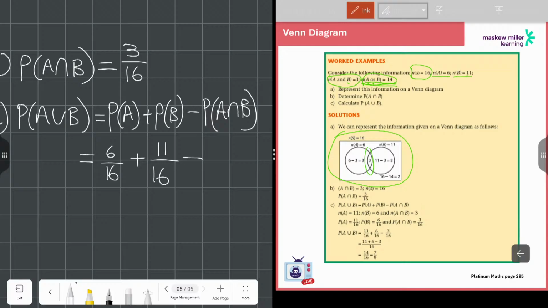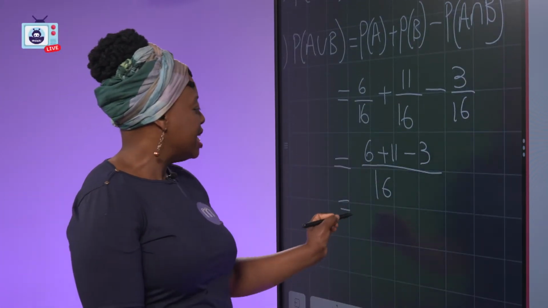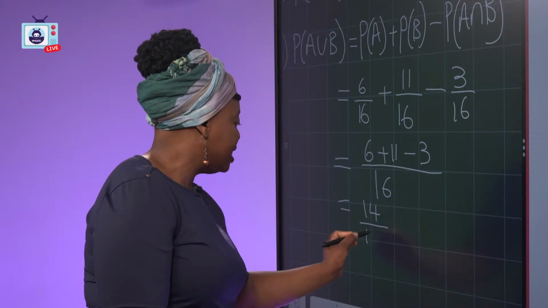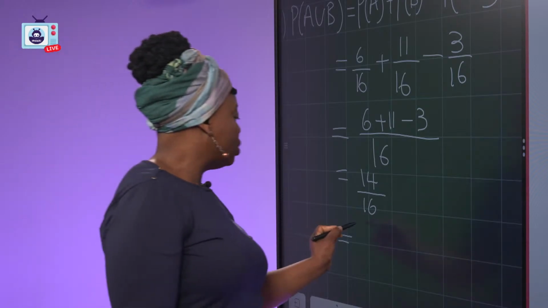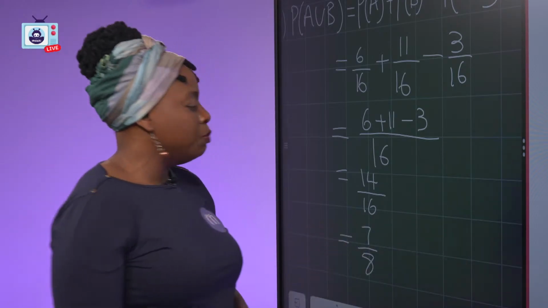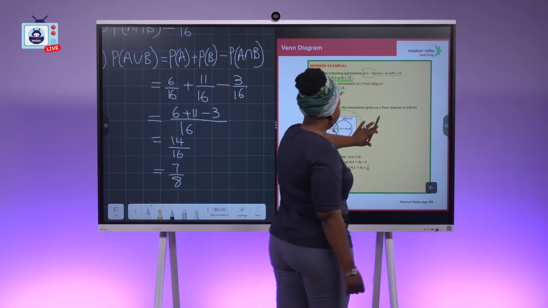And then we subtract the intersection, which is 3 divided by 16. If you add this together, they should give us the solution, or you can use your calculator. This is how we are going to do that. And if I use my calculator there, I find that it gives me 14 divided by 16, which if I simplify further will be 7 divided by 8. So that means that the probability of A union B is actually 7 divided by 8, right?